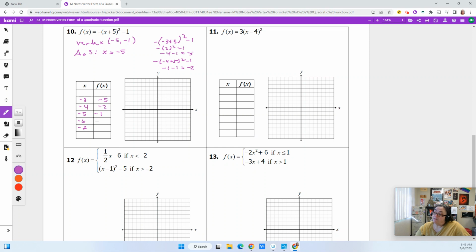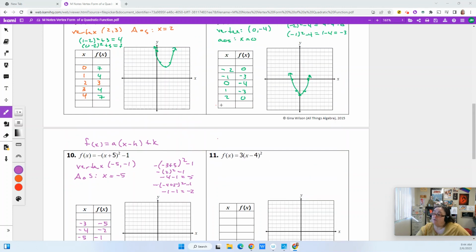And I know that they're going to repeat on the other side. And I can also tell just by looking at this that this is going to open down. And so that means that when we graph it, we should be able to see that it works out okay.